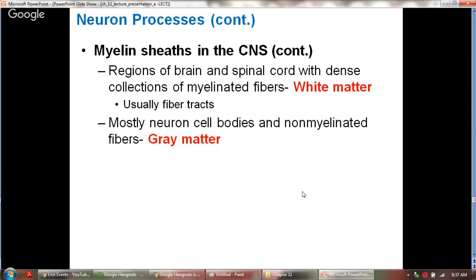The regions of the brain and the spinal cord with dense collections of myelinated fibers, we use a special name, the white matter. And the neuron bodies and the non-myelinated fibers compose the gray matter.